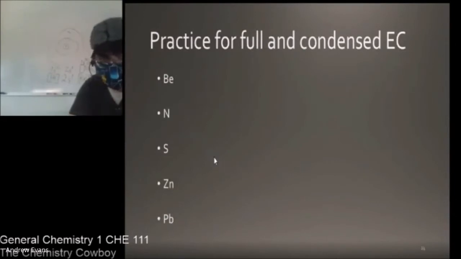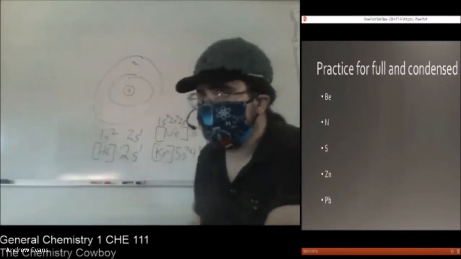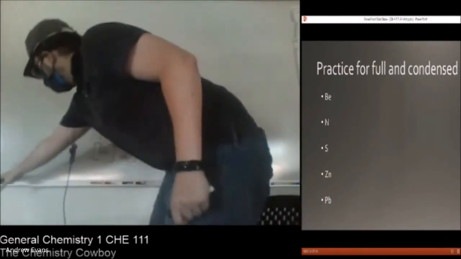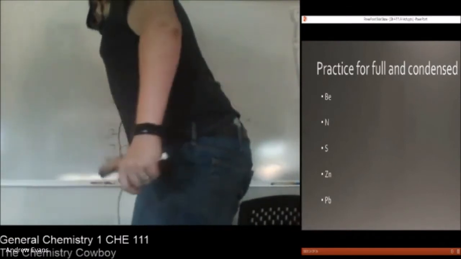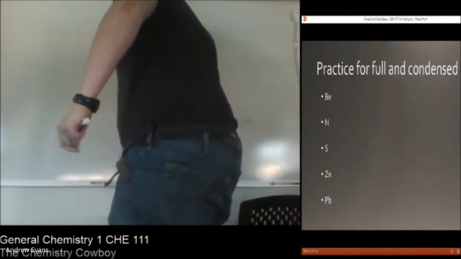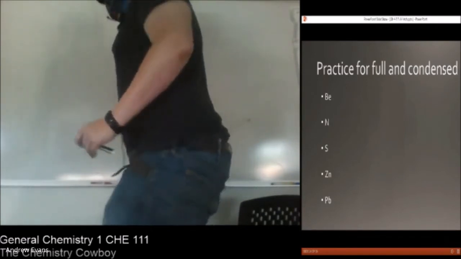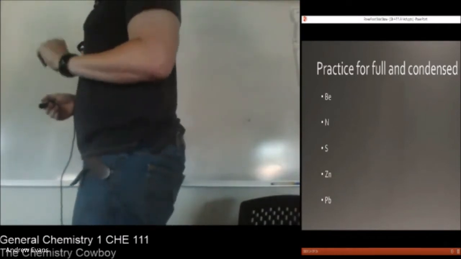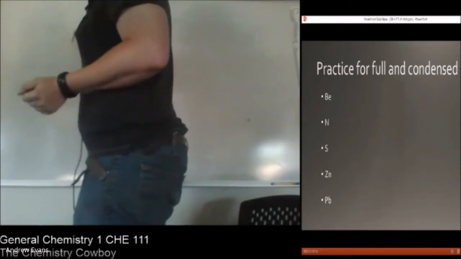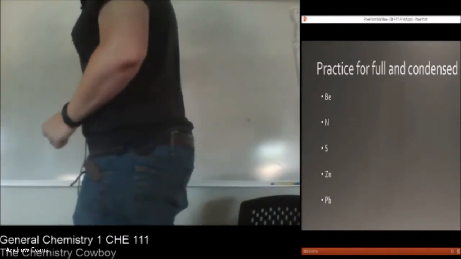Now, this practice is why we do this. Some of these are going to be easy. Some of these, the condensed electron configuration, are kind of stupid. But some of them, it's going to be a little bit easier to do the condensed. So beryllium, element number 4, 1s2, 2s2.